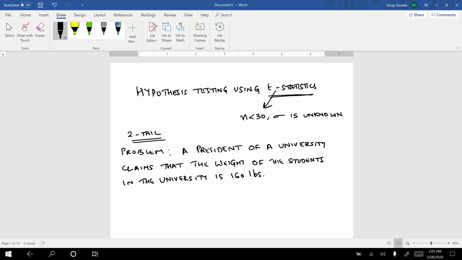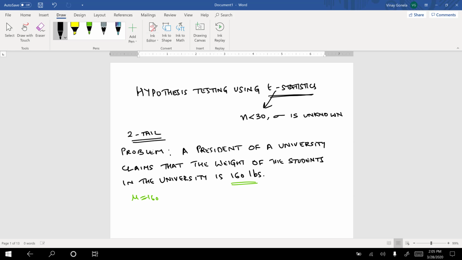So now this is the claim that is made by the president, and you want to determine whether this claim is true or not, so you will conduct a hypothesis test. When the president claimed that it is 160, that means they are saying mu is equal to 160, exactly equal to 160.